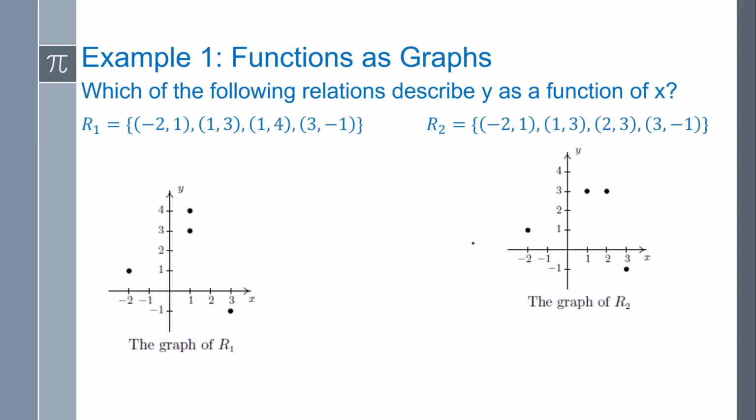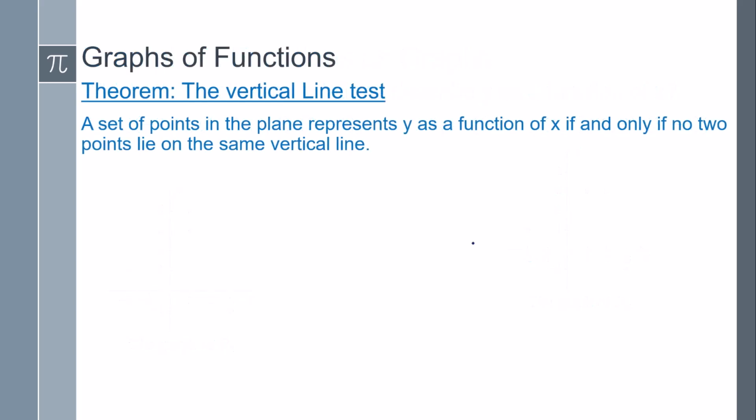Now let's look at this visually. If I took those same points and I graphed it, how can we just look at a graph and determine if that graph is going to be a function? What we're going to use is something called the vertical line test. A set of points in the plane represents y as a function of x if and only if no 2 points lie on the same vertical line.